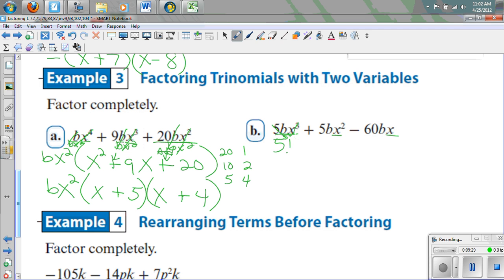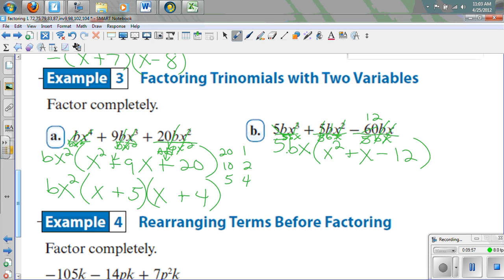So 5bx. So we're going to take the 5, the b, and the x off. So that's going to be x squared. Here we're going to take the 5bx off, and we're going to be left with plus x. Here we're going to take the 5bx off, and 5 goes into 60, 12 times, so minus 12.